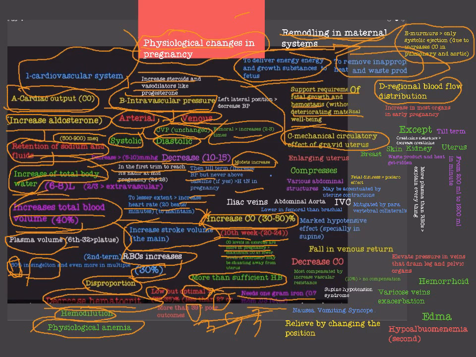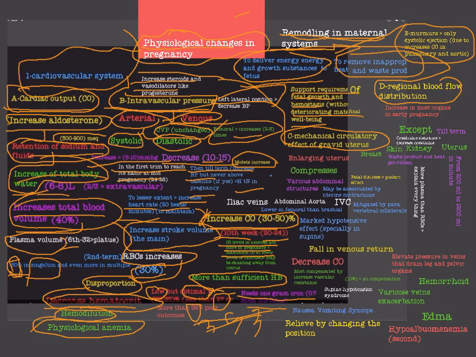So the blood pressure will be at its least value in the left lateral position, okay. So if we rest in the left lateral position, then the blood pressure will be at its lowest values, okay. So these are the changes in intravascular pressure.